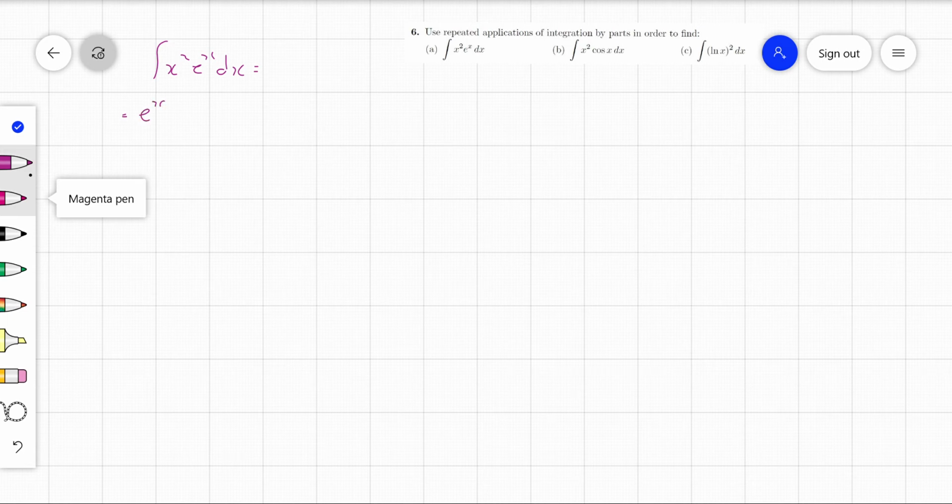So I'm going to integrate e to the x and leave x squared. So I've integrated e to the x, and when I differentiate x squared, I get 2x. So I've got this new integral here.